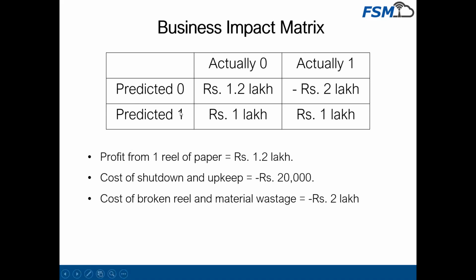So when a breakdown has been predicted, we have a decrease in our profit from each reel of paper by 20,000. So we have a 1 lakh rupee profit for the reel produced after midway maintenance. That will be whenever a breakdown has been predicted, whether right or wrong. When the model fails to tell us about the breakdown, and a breakdown actually occurs, there is a loss in time as well as material wastage. So that is a loss of rupees 2 lakh to the company. So this is the business impact matrix that I have defined.